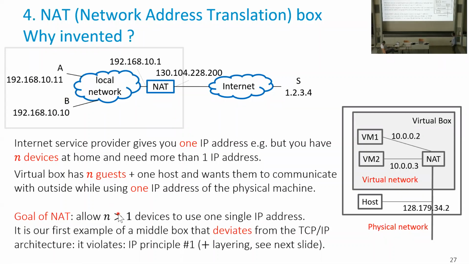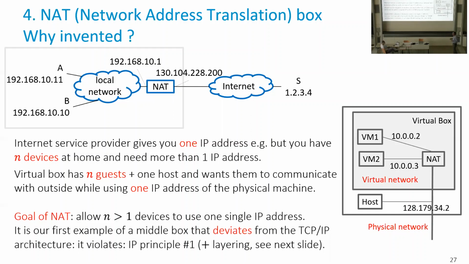The goal of the NAT is to make this possible. So primarily to use more than one device with a single IP address here. Of course, that deviates from the TCP-IP architecture. The principle number one is one interface is one IP address. Here we will have multiple interfaces. All those devices will use for the rest of the world the same IP address here. If you deviate from the architecture once, you must deviate more than once, because if you simply violate one rule and you do nothing else, it will break, it will not work.